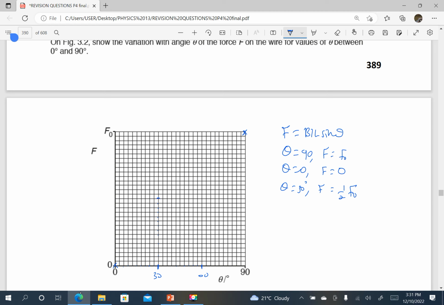1, 2, 3, 4, 5, 6, 7, 8, 9, 10, 11, 12, 13, 14, 15. I think that is the center. So the graph should go through that point. Those are enough points. So I just have a smooth curve. Like that. Very good. Okay.